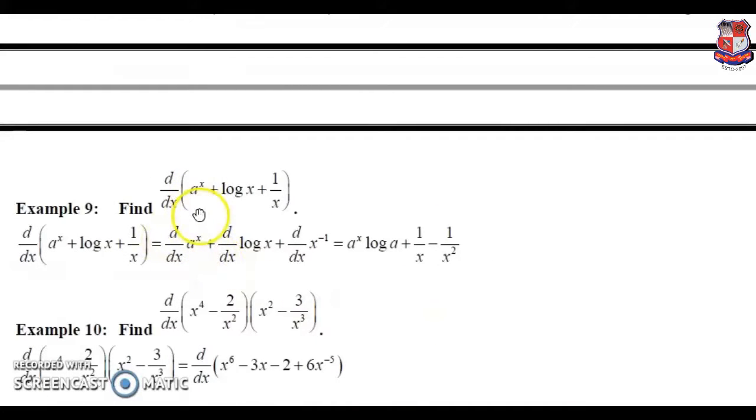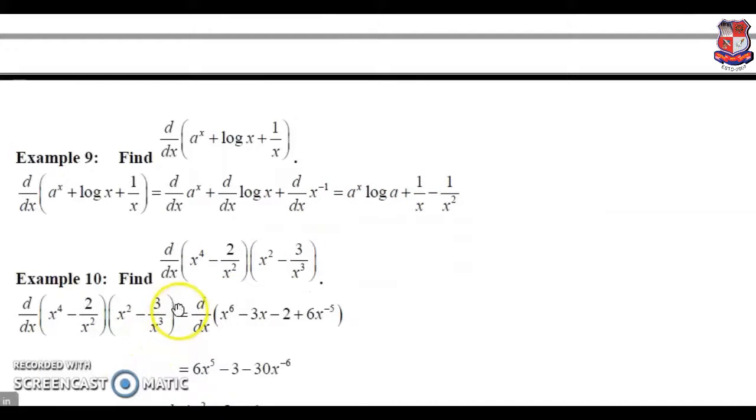Example number 9, find d by dx a raised to x plus log x plus 1 upon x. Separately, first we apply differentiation: d by dx a raised to x plus d by dx log x plus d by dx 1 upon x. But 1 upon x is x raised to minus 1. Here we apply the formula a raised to x, that is a raised to x into log a. Log x differentiation is 1 upon x, and x raised to minus 1 gives minus 1 x raised to minus 2.